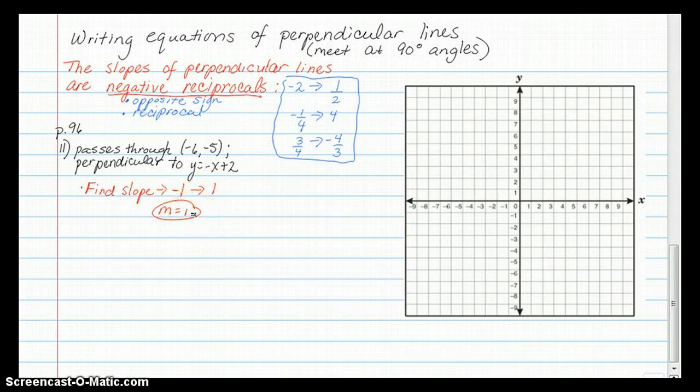Now we're going to plug it into the point slope form, which is y minus y sub 1 equals m times x minus x sub 1. We're going to go and plug into that.